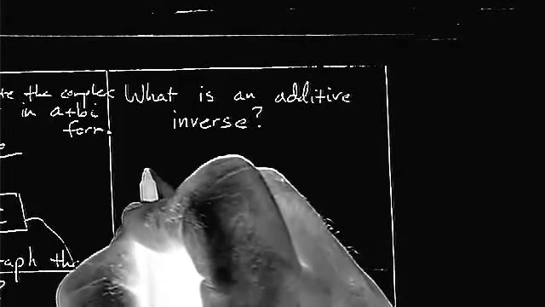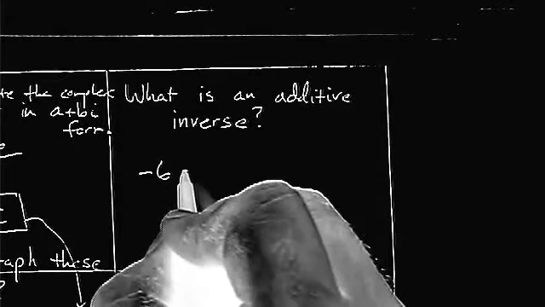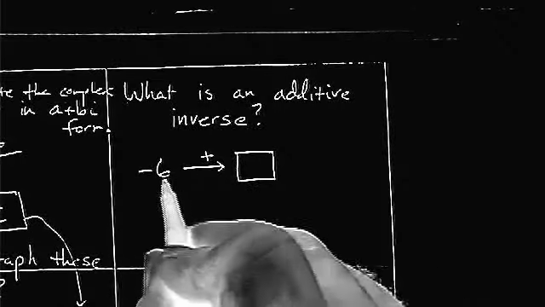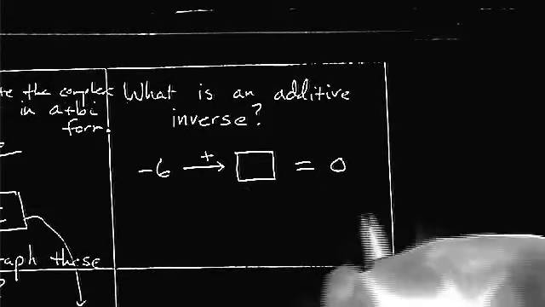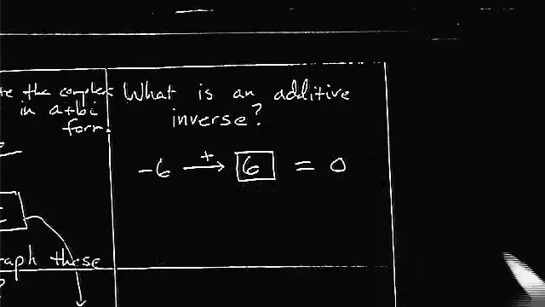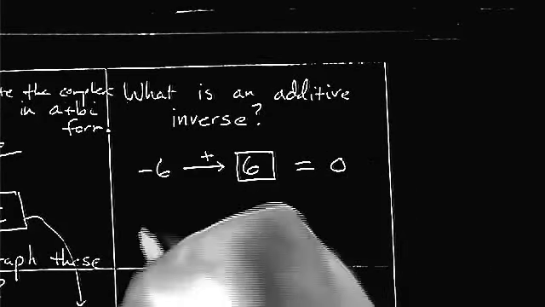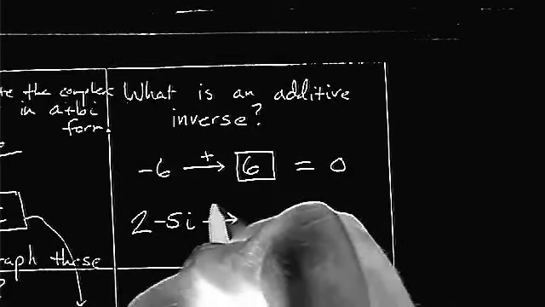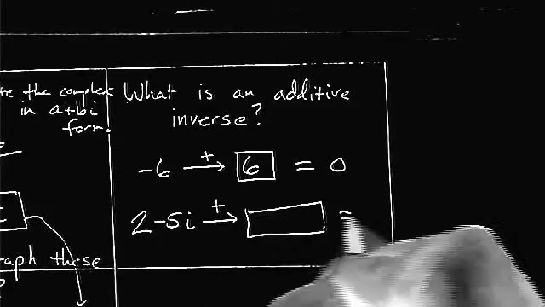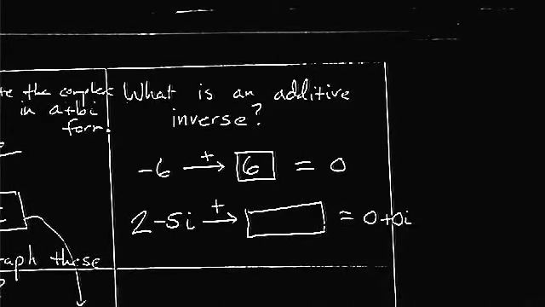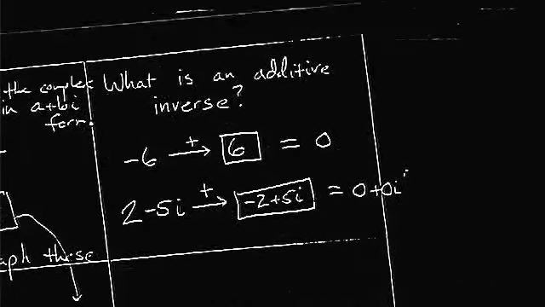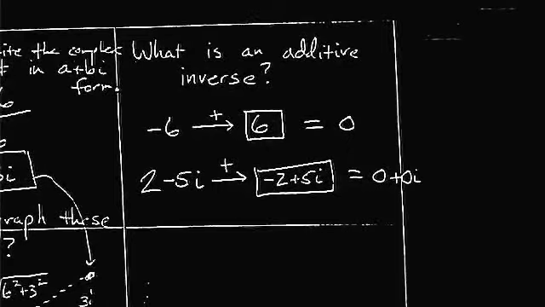Last question I have for you is, what's an additive inverse? So what's the additive inverse of negative 6? It's a number in the universe that you can add to negative 6 that will end up giving me 0. The answer, positive 6. So what's the additive inverse of 2 minus 5i? Something I can add to it and end up with 0 plus 0i. That'll be negative 2 plus 5i. Yes, it is that easy, folks.